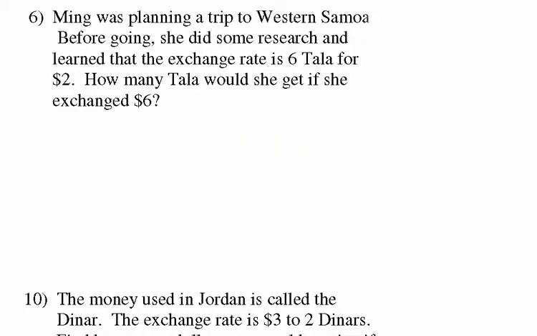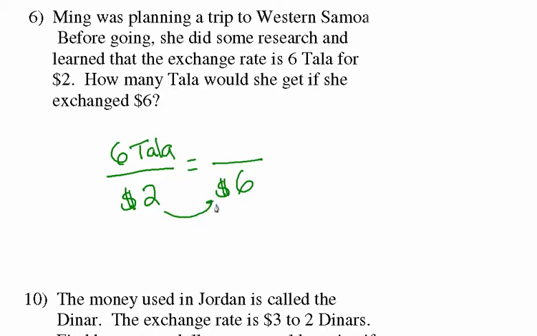This problem says, Ming was planning a trip to Western Samoa. Before going, she did some research and learned that the exchange rate is 6 tala for $2. How many tala would she get if she exchanged $6? So they give us a rate or ratio here. The exchange rate is 6 tala for $2. So if she were to exchange $6, we need to correspond the dollar amounts in the denominator. How many tala would she receive?